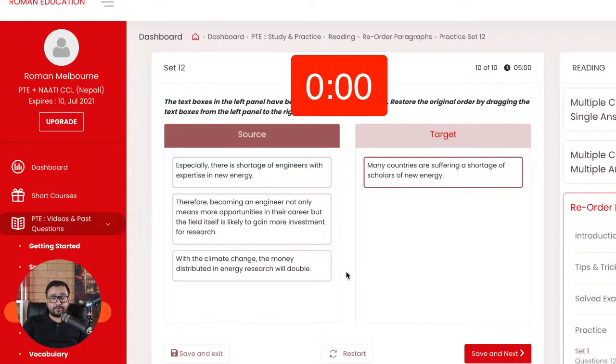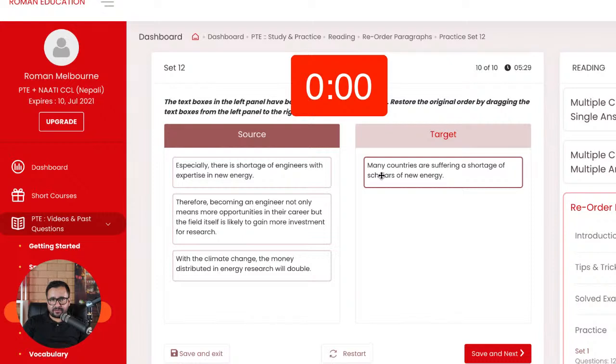The question is, how do I know this? How do I know this is not the first sentence and this one is actually the first sentence? The reason for that is, if you look at this sentence here, it says, with the climate change, the money distributed in energy research will double. So it's talking about something mentioned before, and that thing is the investment in energy research sector. And if you look at other sentences, they are also telling you the same thing. And that's how we know this is the first sentence.